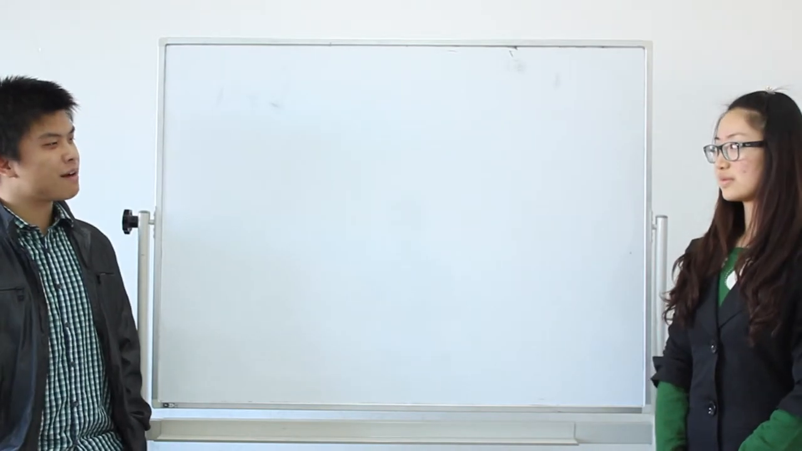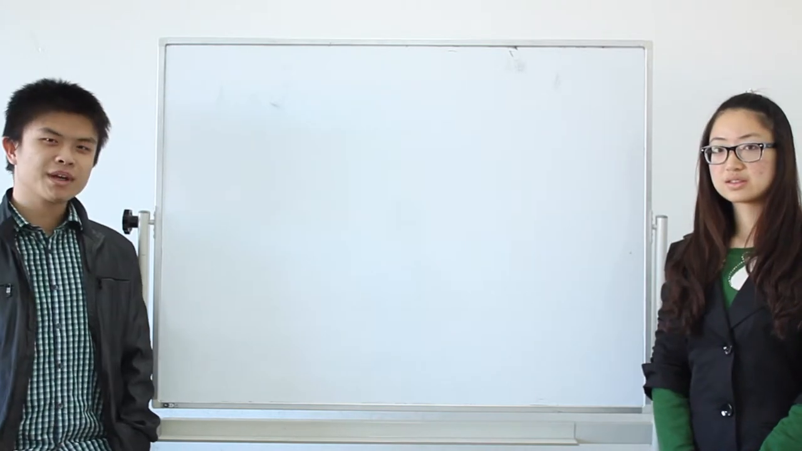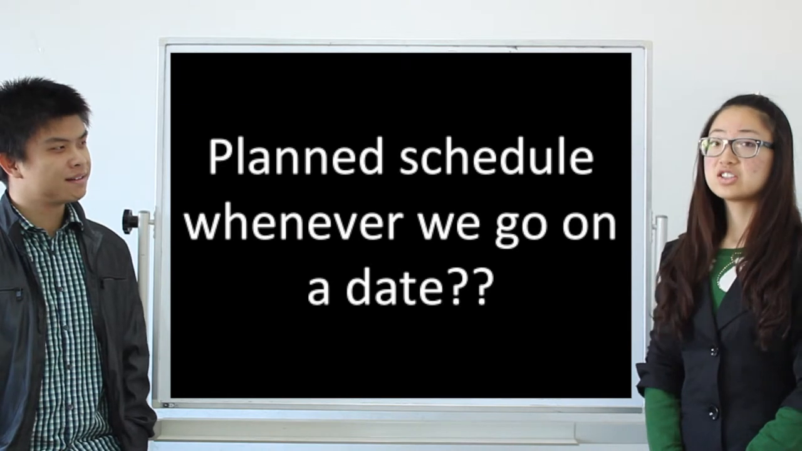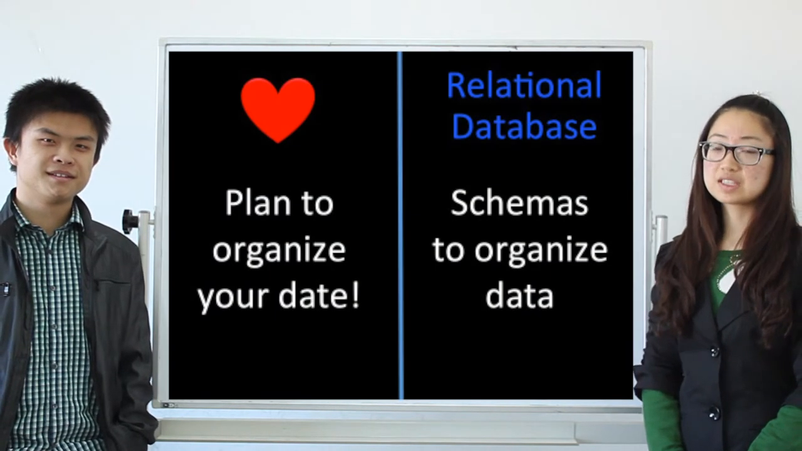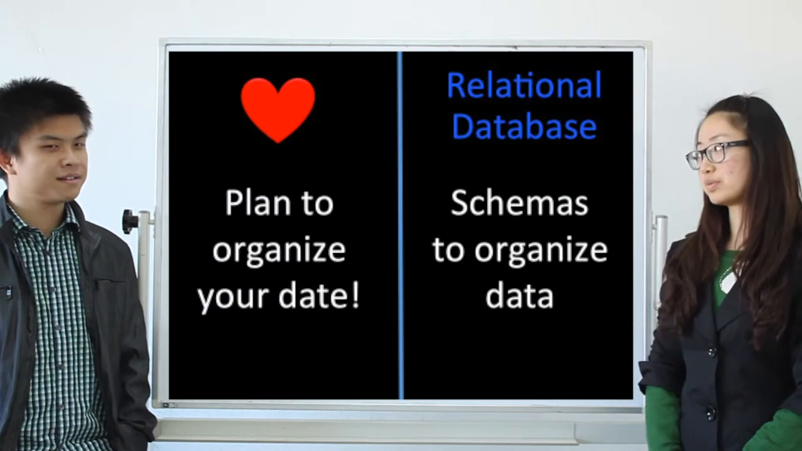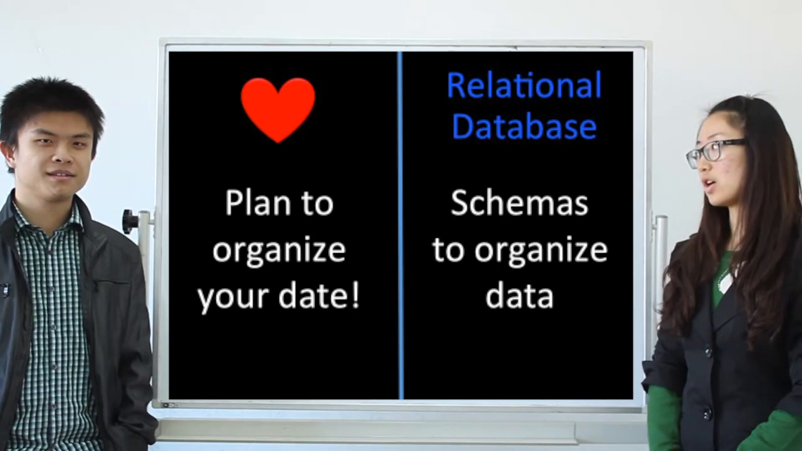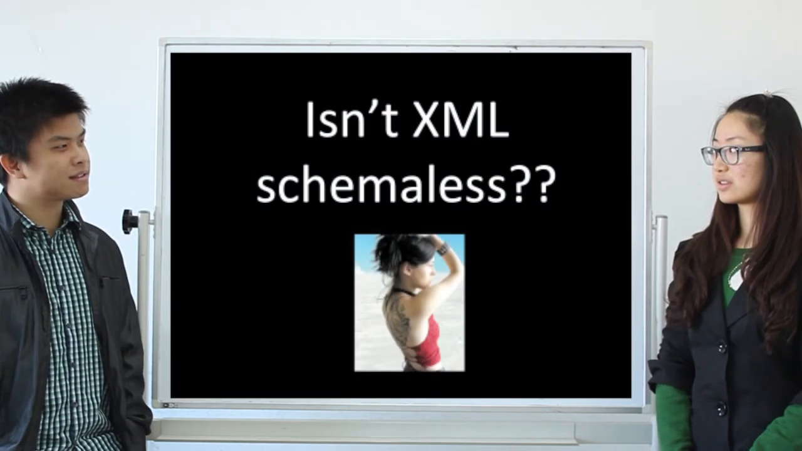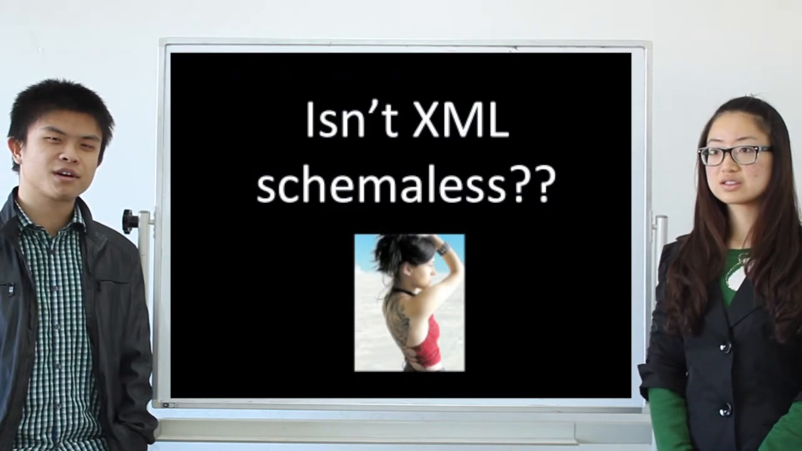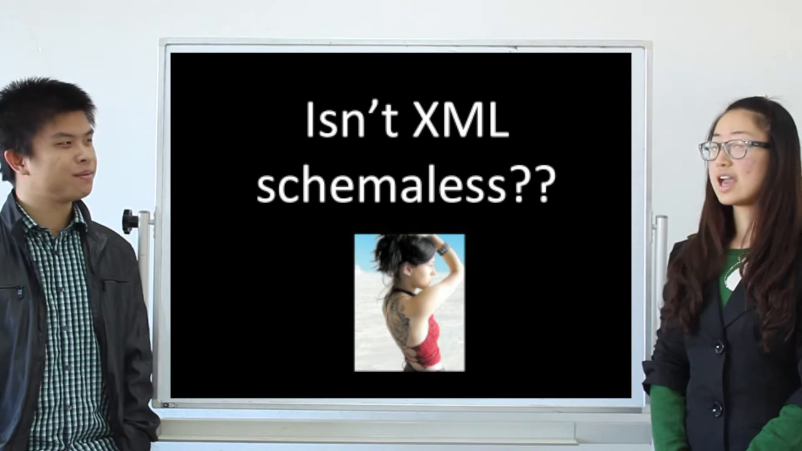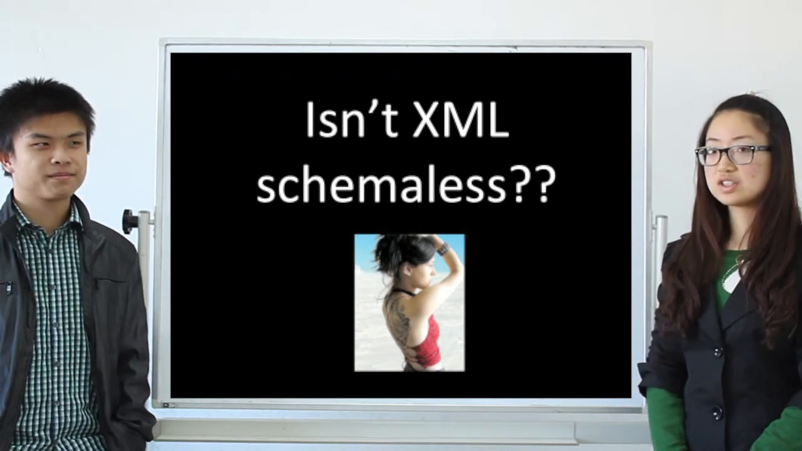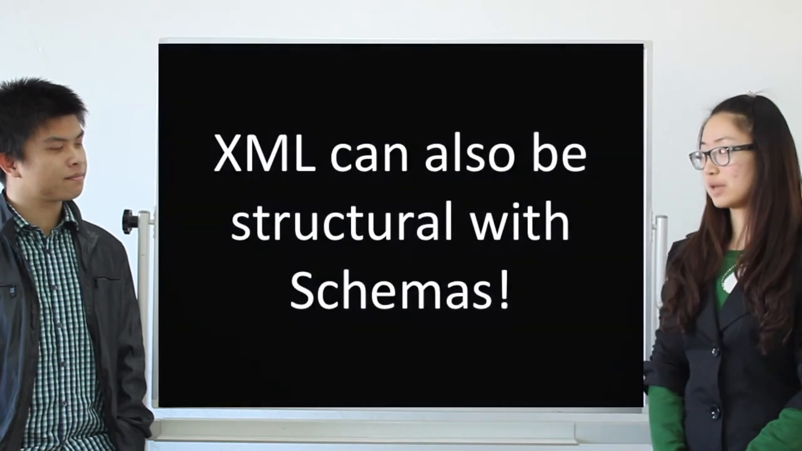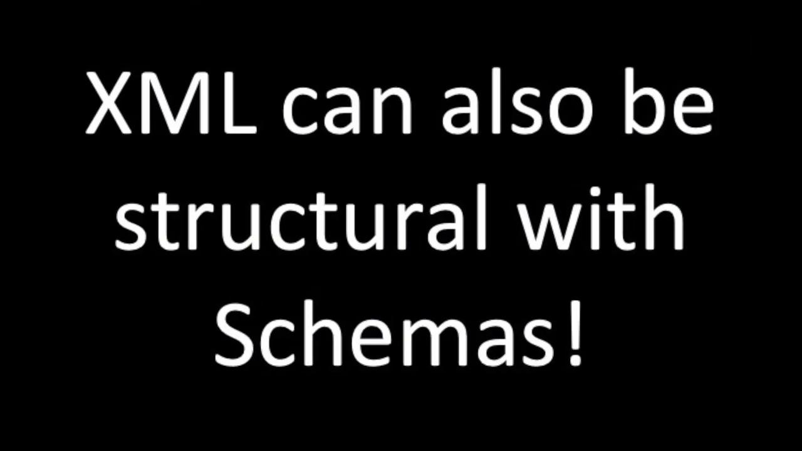So, teacher, we have learned what a good date is like. Should we come up with a planned schedule whenever we go on a date? Well, yes. Just like relational databases have schemas, we should have planned for our date so that everyone goes according to a plan. Oh, so how about XML? Isn't XML schemaless? Just like how a date with a fun-loving girl should be free and flexible. Yes, but you still should have some plan so that everyone goes well. Just like XML can also be structural with schemas.